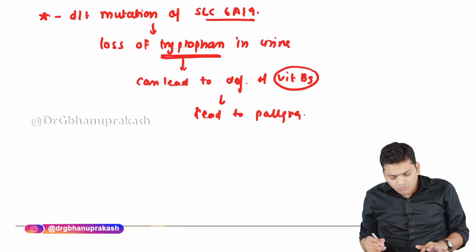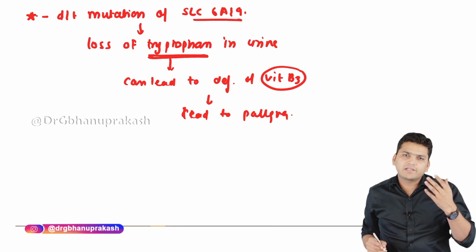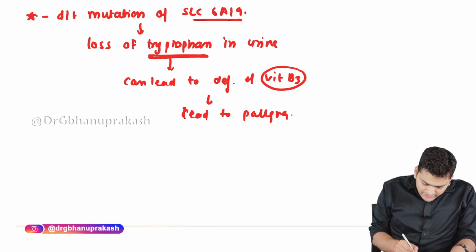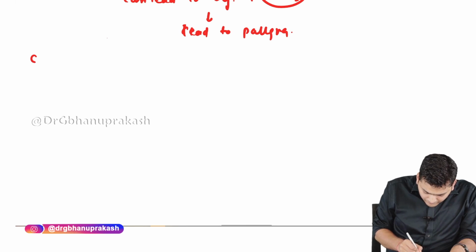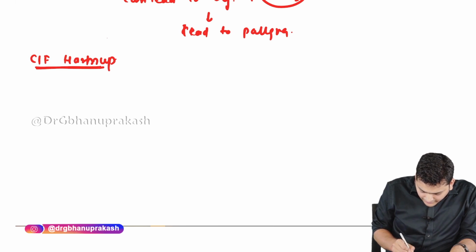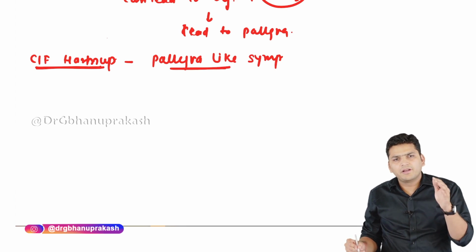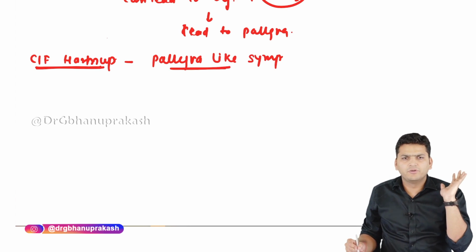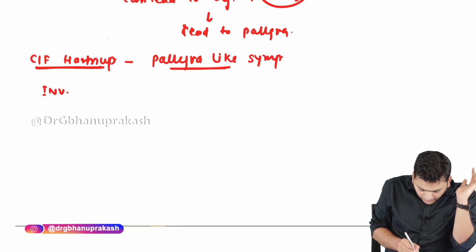So if they ask how the Hartnup disease patient is going to manifest, Hartnup will manifest like pellagra. So let's write down this point: the clinical features of Hartnup will be pellagra-like symptoms. The patient will come to you in the same way, with dermatitis, diarrhea, dementia. Now it's time to investigate the patient to confirm the diagnosis, right?